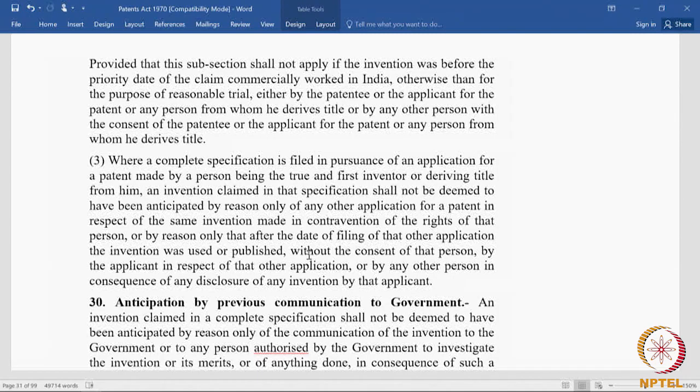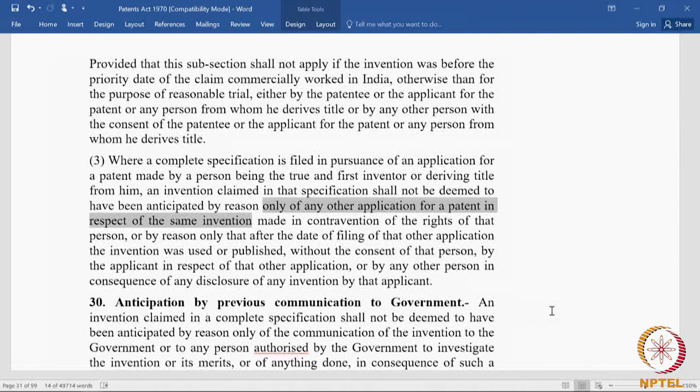Now, again it is a long provision, but we understand this as where a complete specification is filed in pursuance of an application made by a person who is entitled to make that application, that is the true or first inventor or an assignee or legal representative, shall not be deemed to have been anticipated. So, an application that is filed shall not be anticipated by reason only that any other application for a patent in respect of the same invention was made in contravention of the rights of that person.